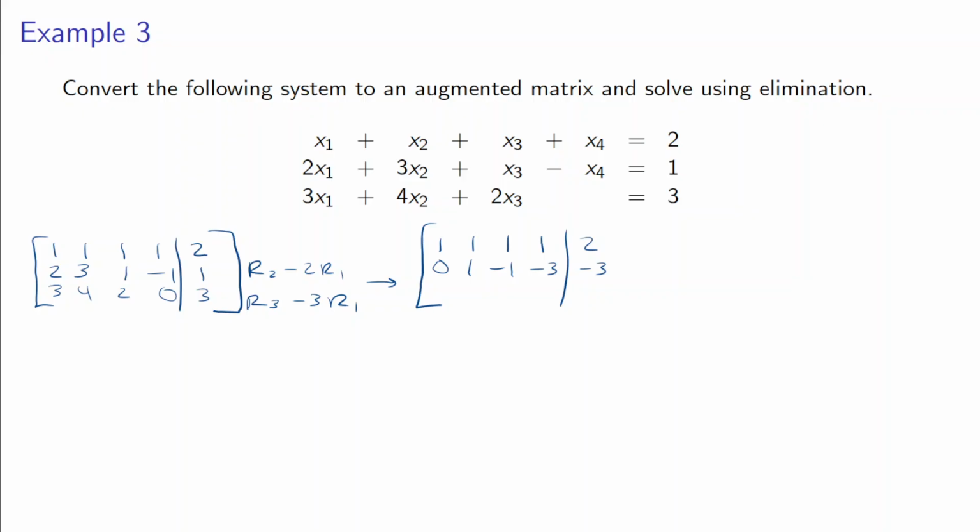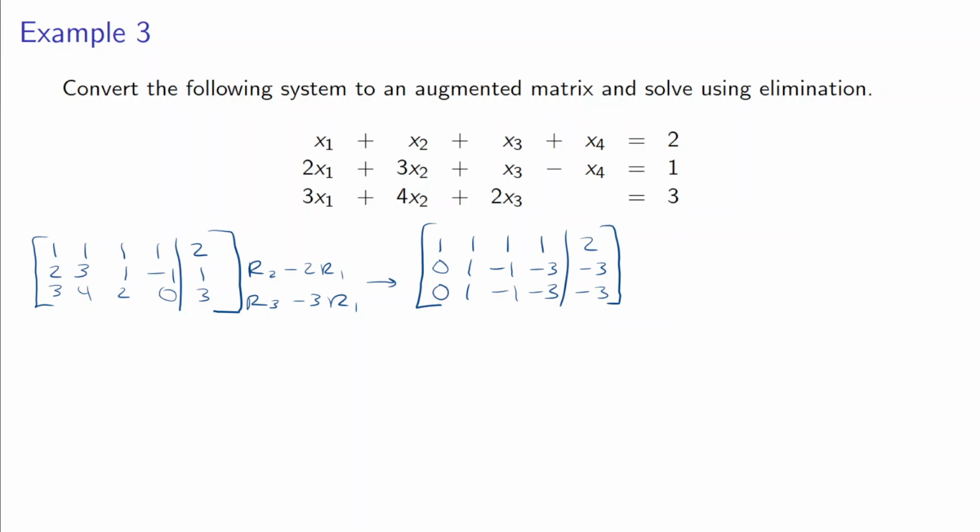In our third row, we have 3 minus 3 is 0, 4 minus 3 is 1, 2 minus 3 is negative 1, 0 minus 3 is negative 3, and 3 minus 2 times 3 is 3 minus 6, which is negative 3.